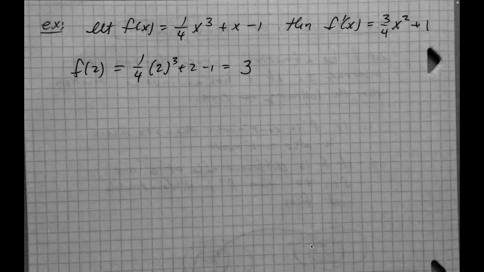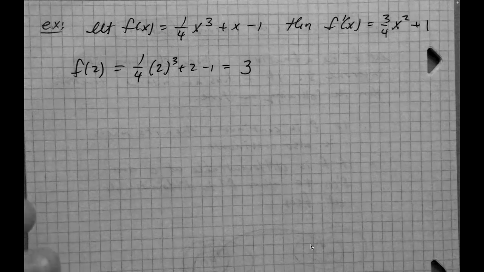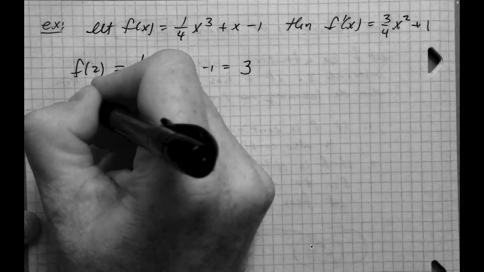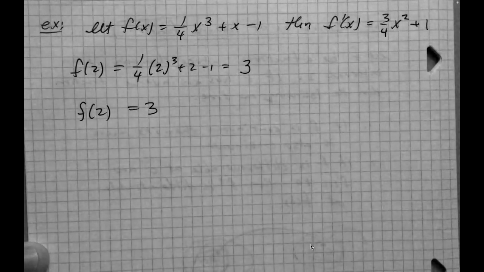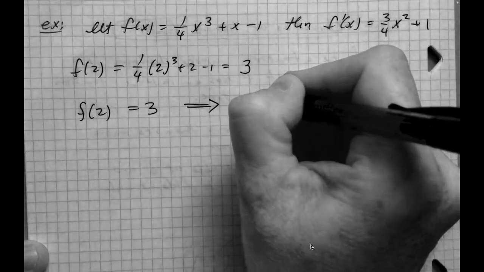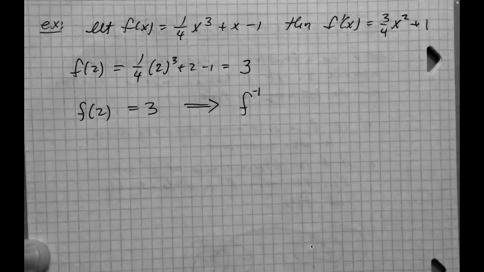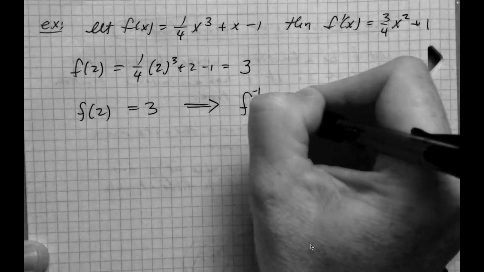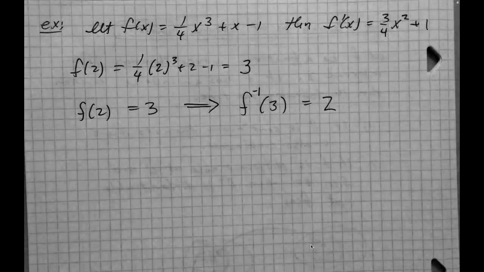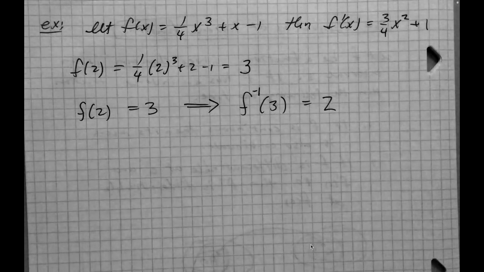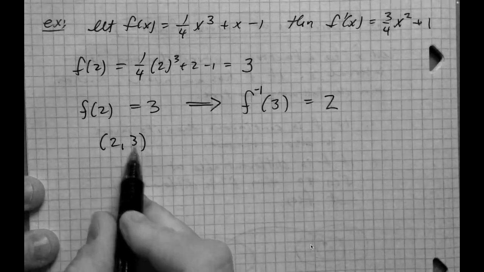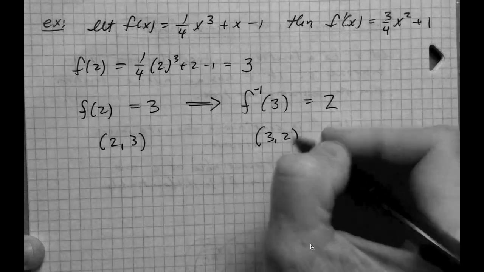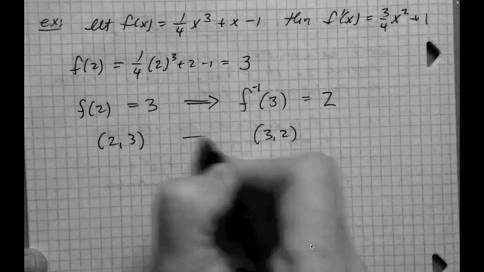And so f has an inverse function. If f of 2 is equal to 3, then f inverse of 3 would be equal to 2. That's the way inverses work. If f of 2 is 3, then f inverse of 3 is 2. Hopefully this is straightforward. If the point (2, 3) is on f, then the point (3, 2) is on f inverse. That's basically all that we're saying so far.